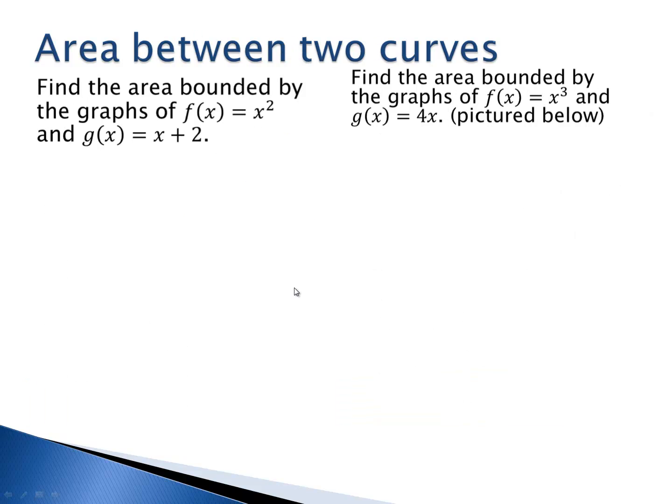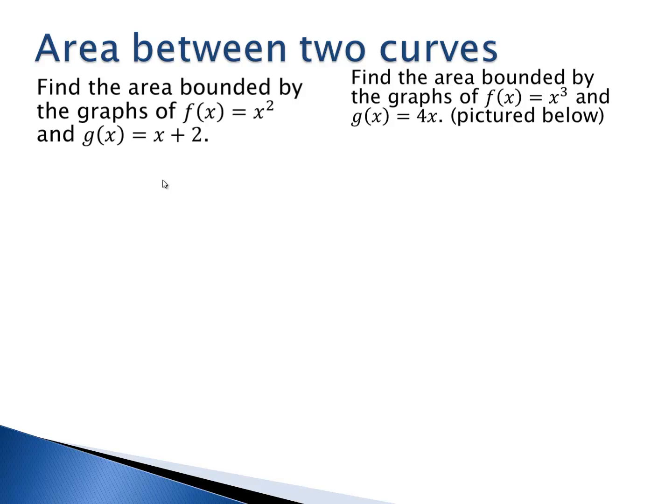Alright, so area bounded by the graphs of, on the left here first, x squared and x plus 2. f of x is x squared, g of x is x plus 2. Now the trick with area bounded by two graphs, with one of them not being the x-axis, is to figure out which one's on top and which one's on bottom, and then where they intersect as well, so that we know what our limits of integration should be. Okay, so where to go from x equals what to x equals what.